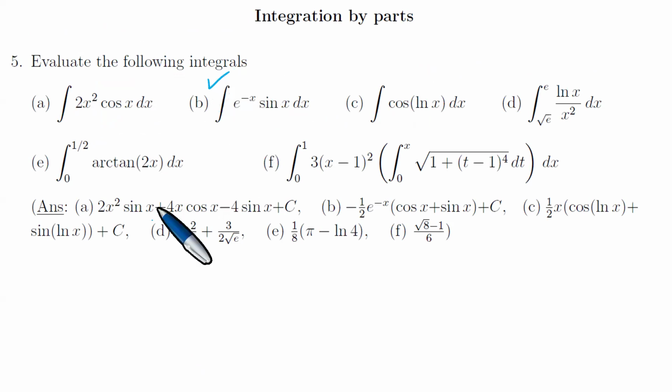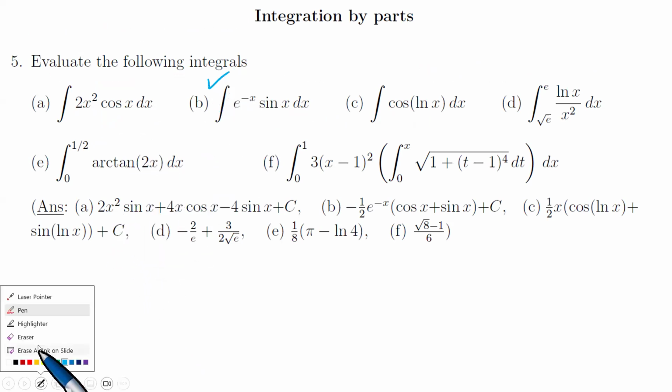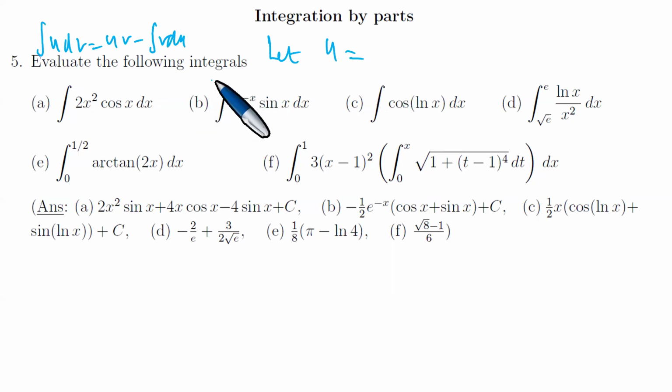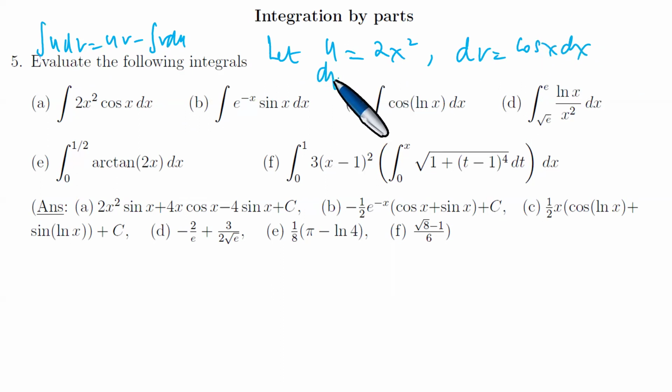Now, for instance, if you look at tutorial question B, we have already looked at this one by using integration by parts. Integration by parts means the integral of u dv is uv minus the integral of v du. Let u be, for instance, 2x squared, so that dv is cosine x dx. So du becomes exactly 4x dx.